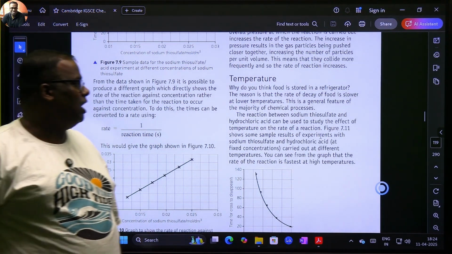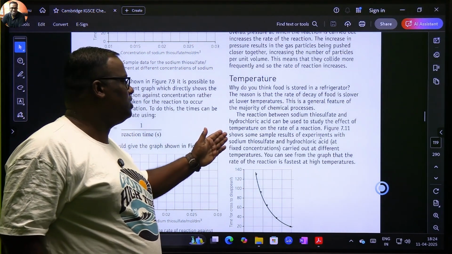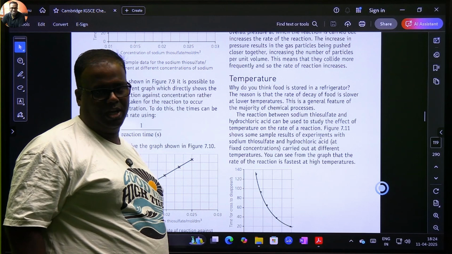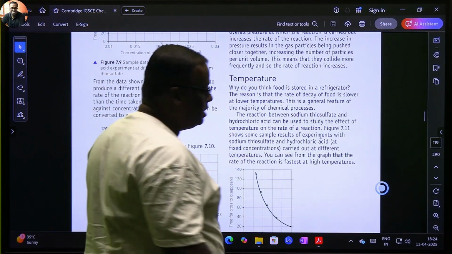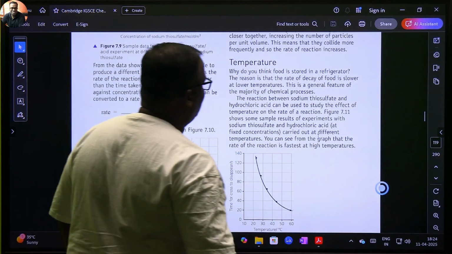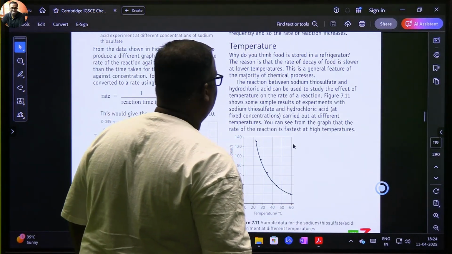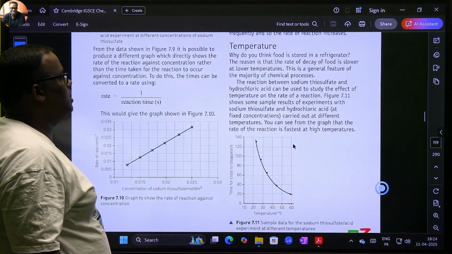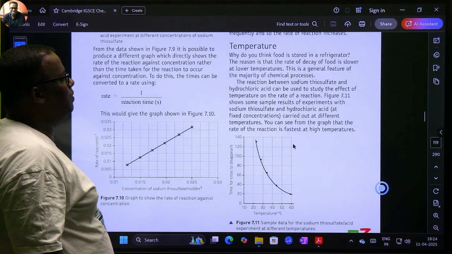Okay. Hydrochloric acid can be used to study the effect of temperature on the rate of a reaction. Now look here. The same reaction they are going to now study with temperature. Figure 7.11, which is the figure enclosed here, shows some sample results of the experiment with sodium thiosulfate and hydrochloric acid.